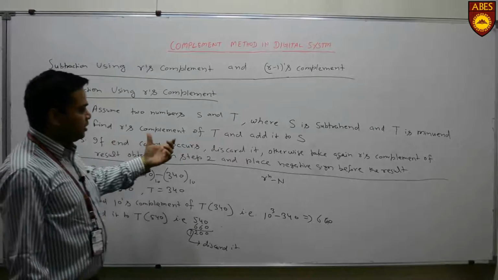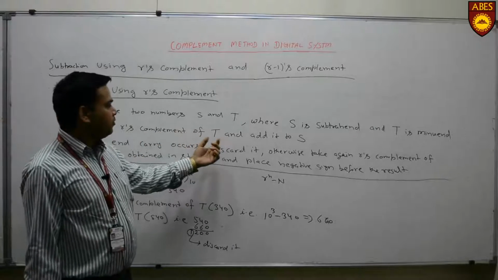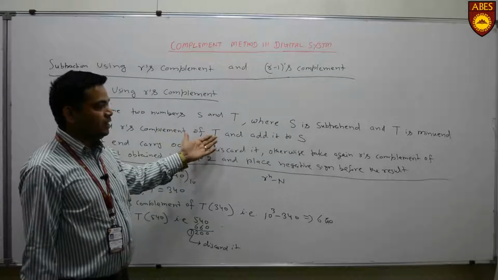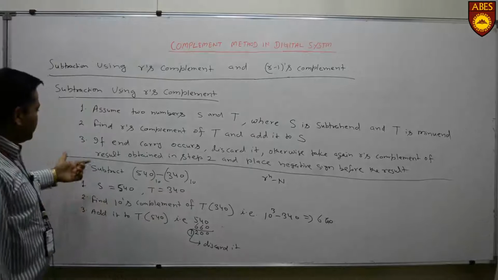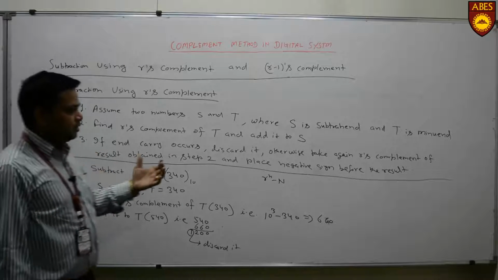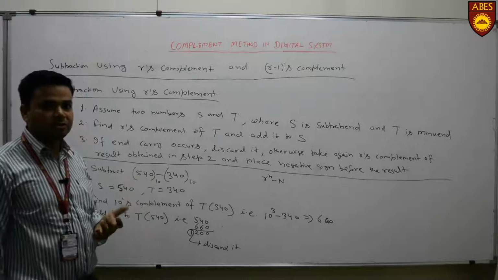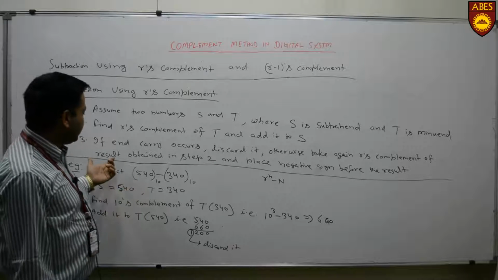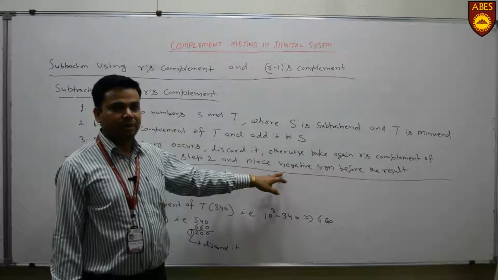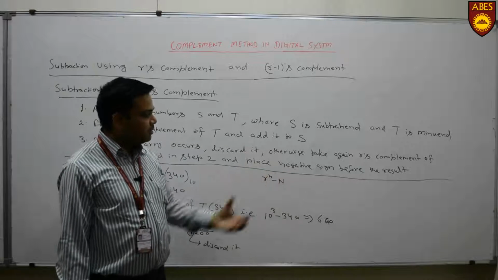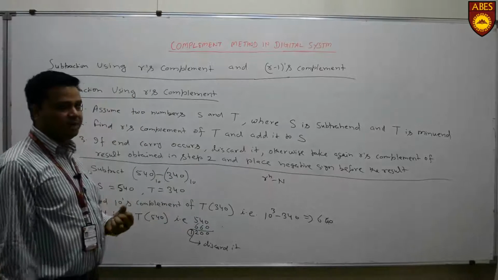Otherwise, take again the r's complement of the result obtained in step 2. The result in step 2 is the addition of the r's complement of t and s. If the end carry does not occur, then take again the r's complement of the result and place a negative sign before it. We will understand this concept with the help of an example.